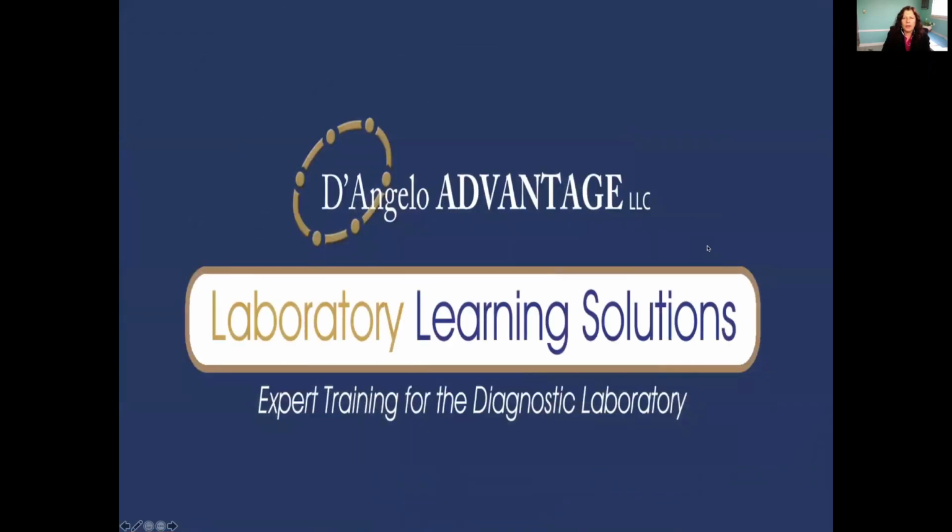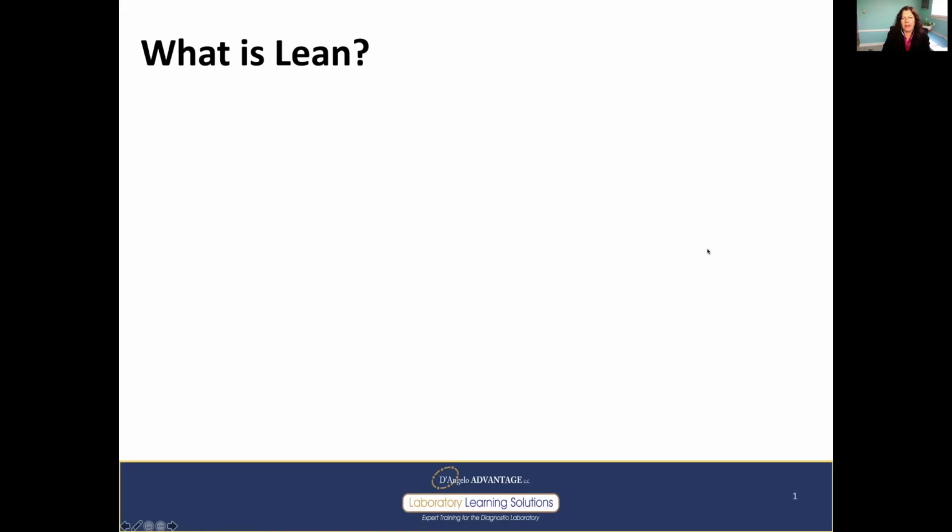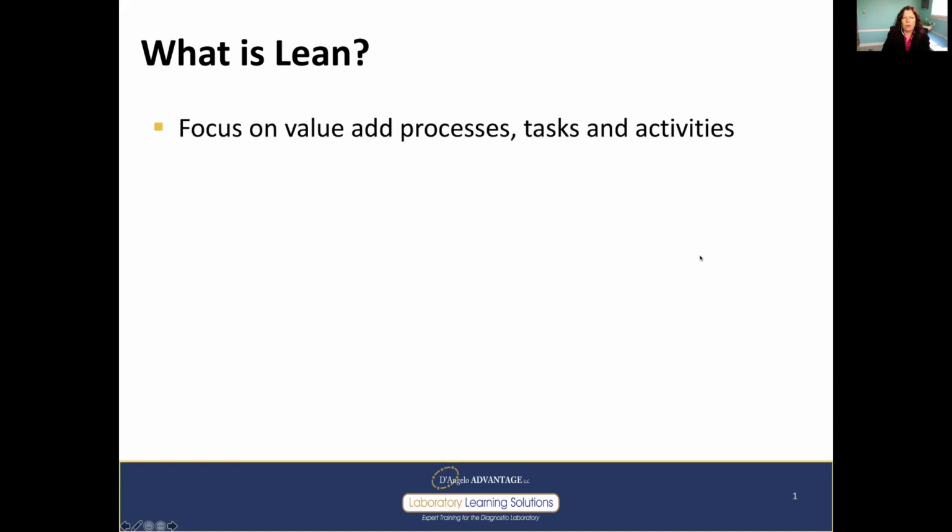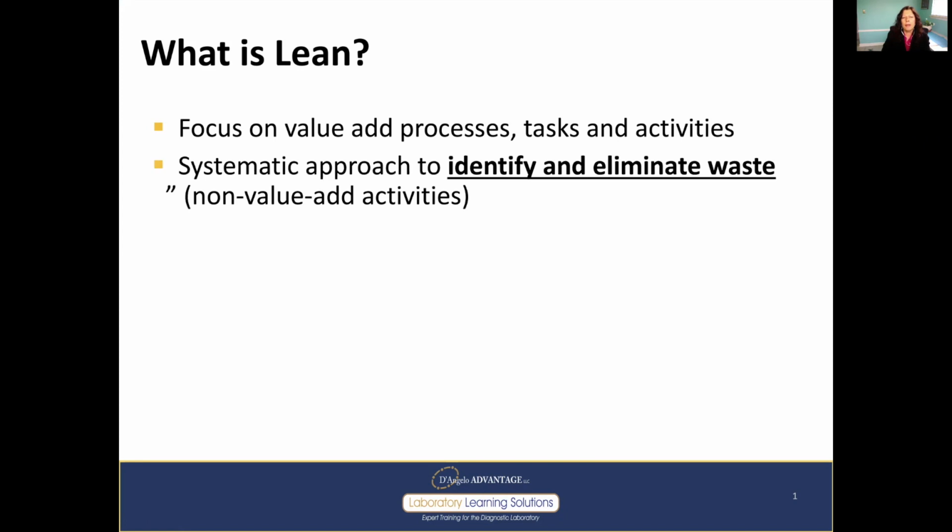Welcome back. We are still talking about 5S, but before we get started on 5S, let's talk about a little refresher of what Lean is all about. So we said that Lean was all about focusing on non-value add tasks, eliminating them, and then all of our value add processes and tasks and activities will remain. So we will develop a systematic approach to identify and eliminate waste in our environment, or non-value add activities.